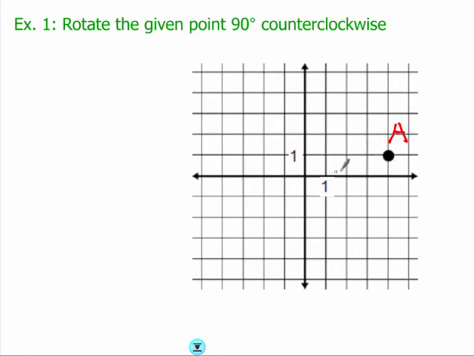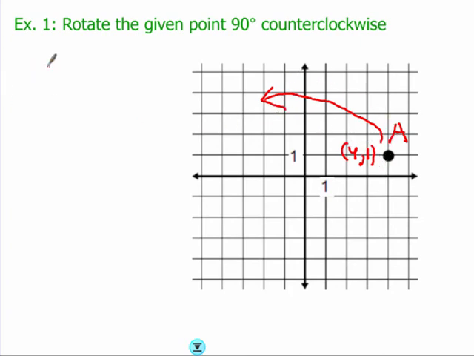Point A is at 1, 2, 3, 4, and up 1. So 4, 1. And we're going to go 90 degrees counterclockwise. So when I'm doing this, first thing I want to do, draw myself a little arrow that tells me I'm going 90 degrees. That's over one quadrant, and my direction is counterclockwise, so I know I'm going over here.